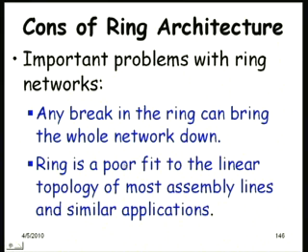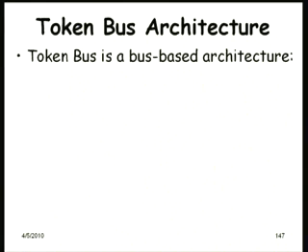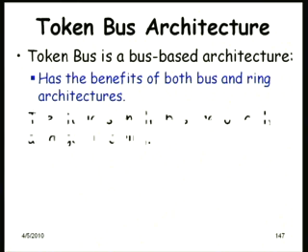The other difficulty in using the ring architecture in real time embedded applications is that it is a poor fit to the linear topology in most assembly line and similar applications. So, naturally these are in the form of a bus or something rather than a ring. Of course, we can have a token bus architecture where we have a similar protocol like a ring, but we use the bus as the topology. It has benefits of both the bus and the ring architecture.